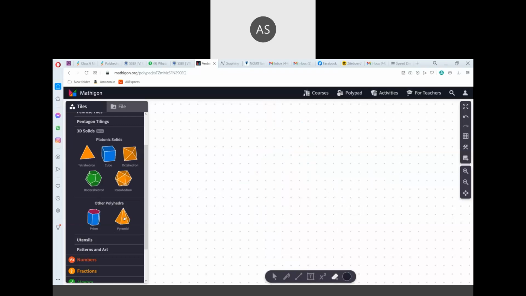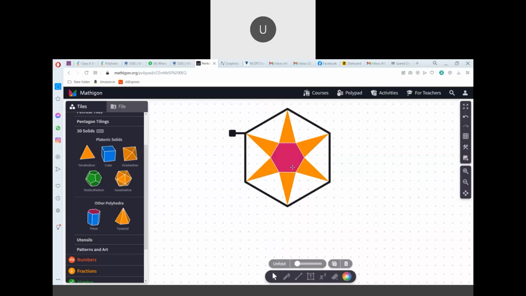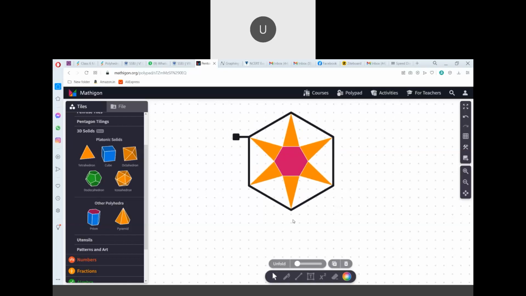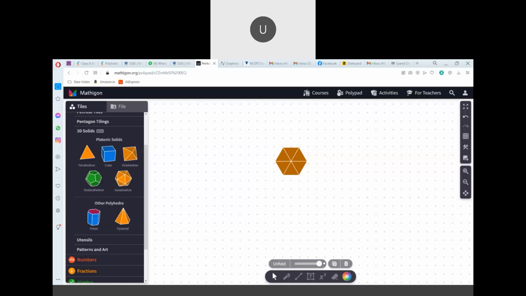I would like to show you a pyramid. For this pyramid, if I unfold, you can see what is the shape? It's a hexagon. So six triangles and one hexagon are present, 7 faces. When you see from the top, it is a hexagon.